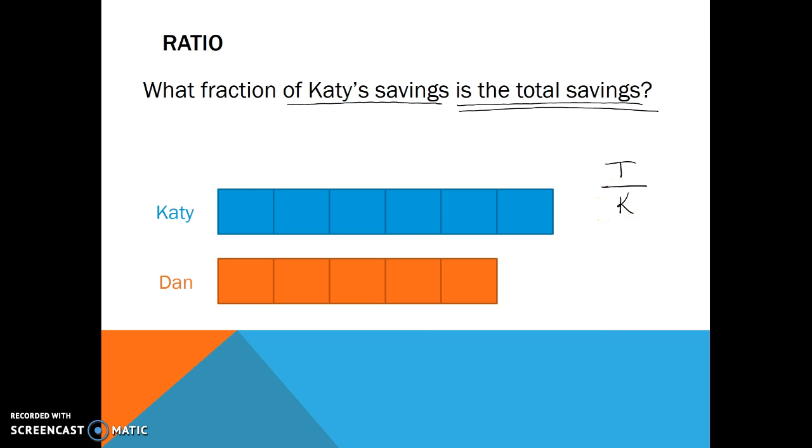How many units do I have total? If Katie has 6 and Dan has 5, I have 11 units. So I am going to put 11 on the top, and I'm going to put 6 on the bottom because that's Katie's savings. So my answer would be 11/6.